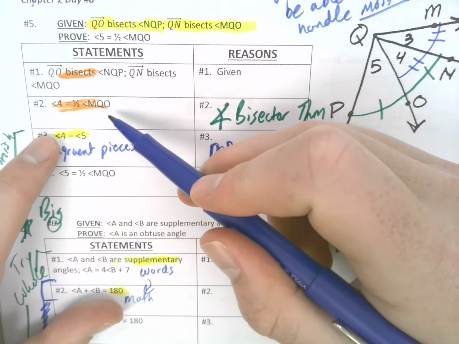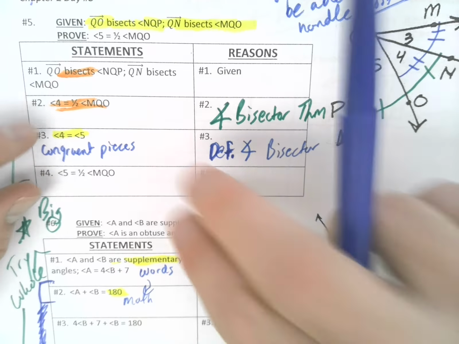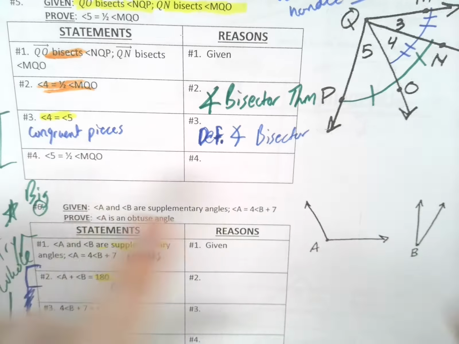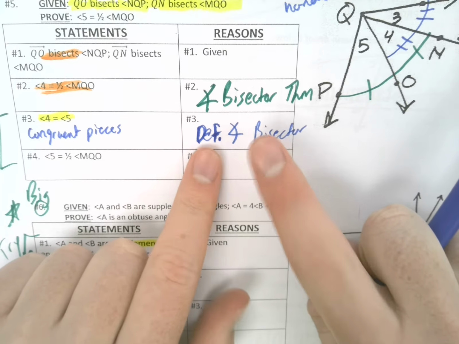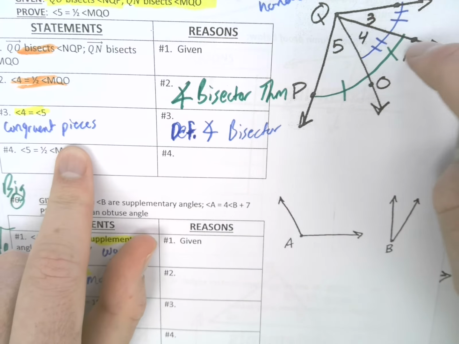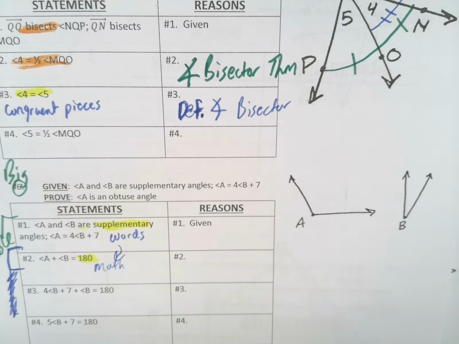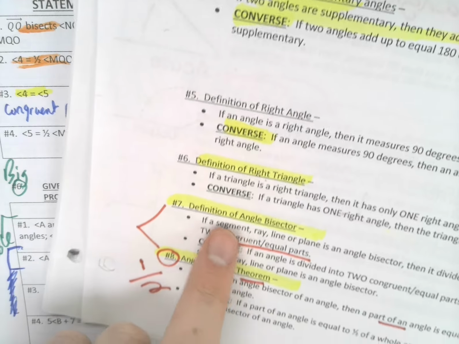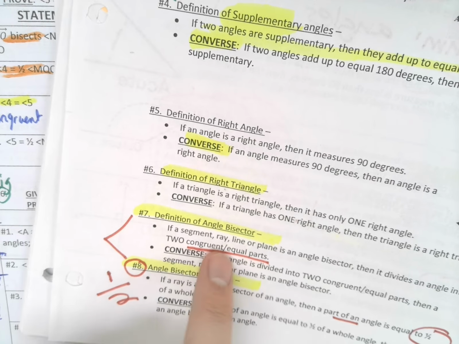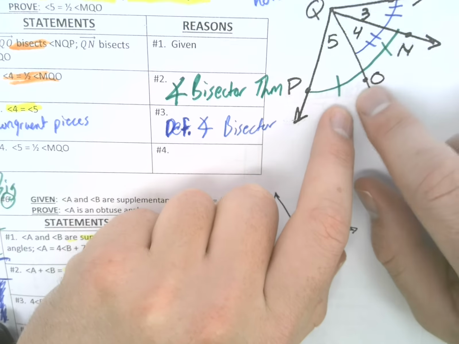So, remember that if we know that angle 4 is really 1/2 of the whole, we can then say that angle 4 is going to be equal to angle 5. We can say they are congruent pieces based off the definition of a bisector. Because 1/2 of MQO is going to be the same thing as angle 5 based off the definition. And if you don't remember, definition of an angle bisector: it divides an angle into 2 congruent equal parts. 4 and 5, 2 congruent equal parts. We see that right there.